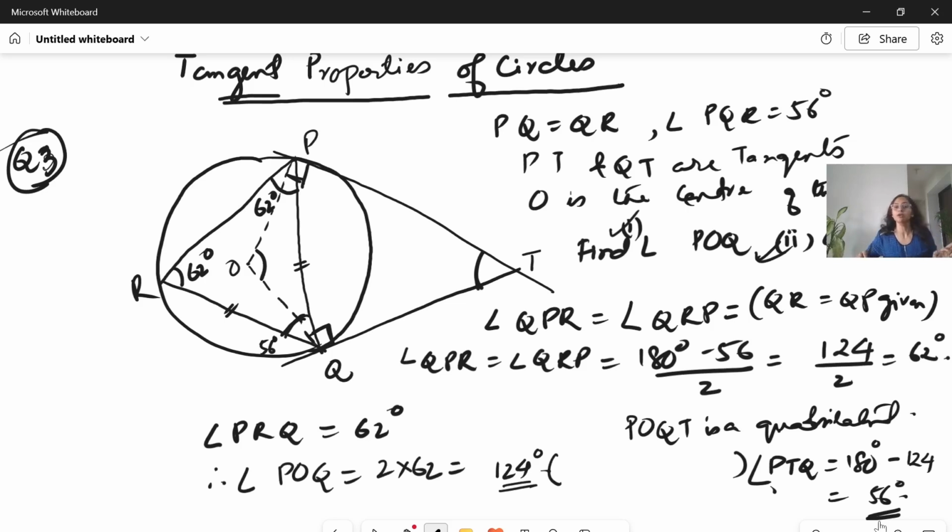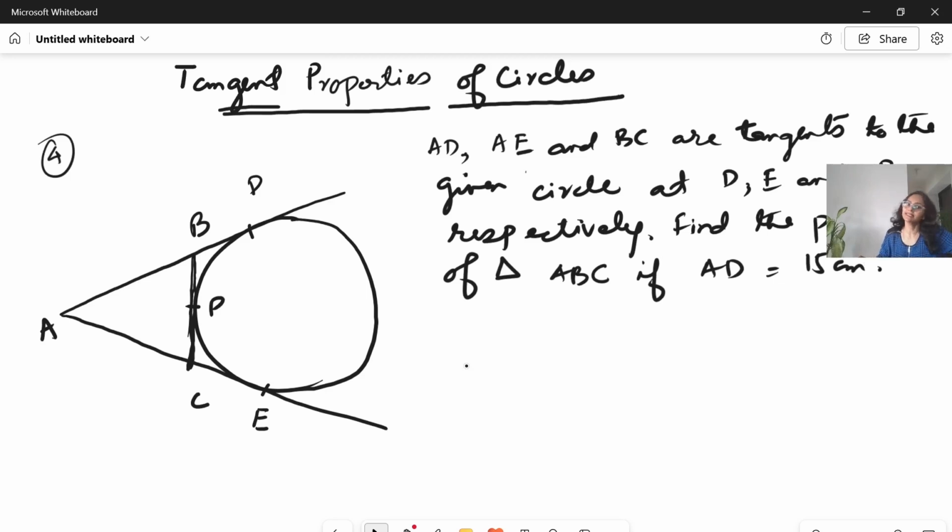So this is how we can get the two angles they have asked. Hope this question was clear. Let's take another example. So let's take this question.